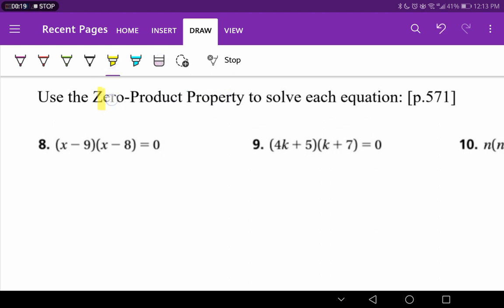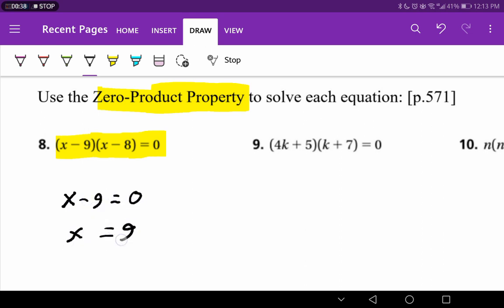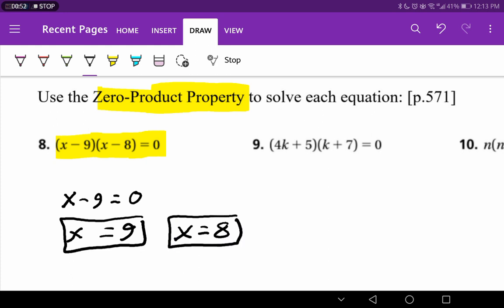Basically, he wants you to find the solution for this equation. Question 8 says x minus 9 times x minus 8 equals 0. Simply to solve this, I can write down x minus 9 equals 0 and x minus 8 equals 0. Then I need to find the solution, which is basically moving the negative 9 to the other side, x equals 9. And the same thing for the other parenthesis, x equals 8. This should be very easy for you guys to solve.